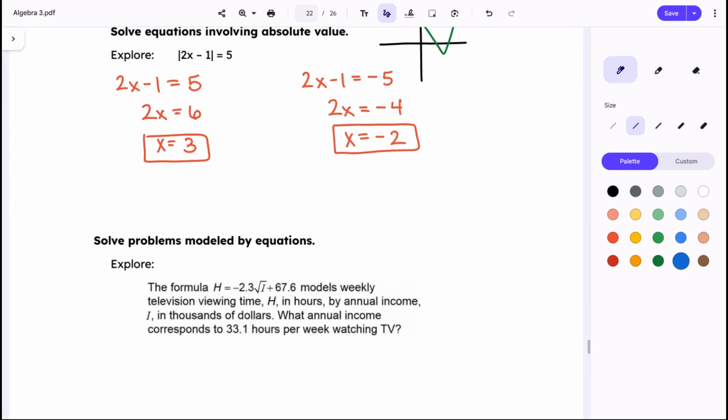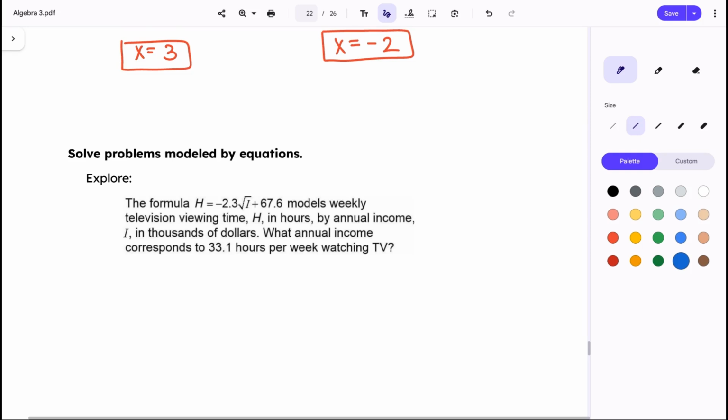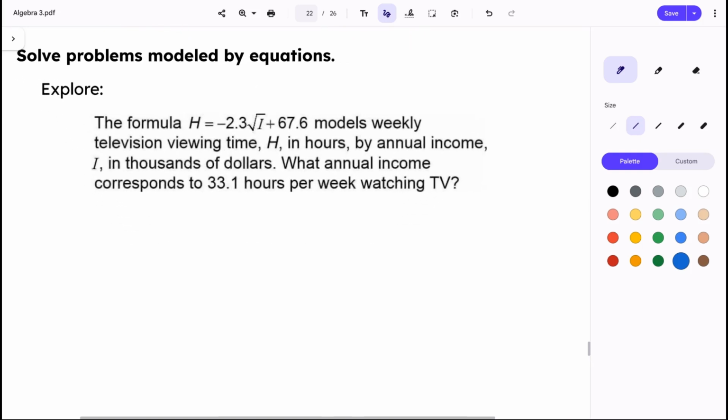Okay, last problem we have here. We've got this formula, h equals -2.3 times the square root of I plus 67.6. This models weekly television viewing time. H represents your hours. Annual income, I, is in thousands of dollars. We want to figure out what is the annual income that corresponds to 33.1 hours per week of watching TV. So we're going to put in the hours that they're giving me for H. So that 33.1 goes in for H at the beginning.